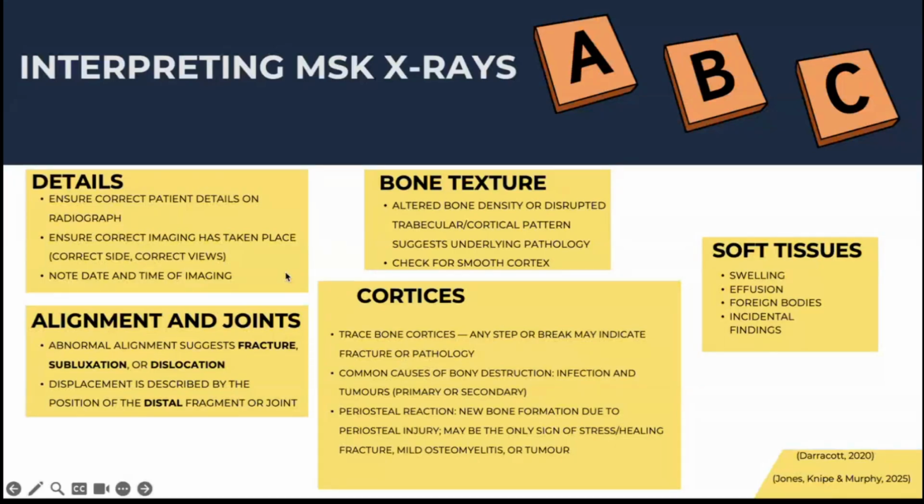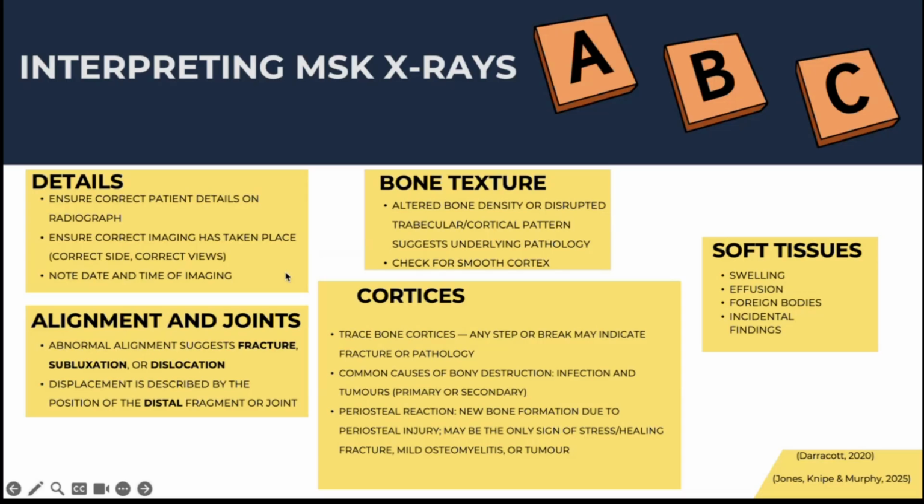And C stands for cortices. You want to trace the bone cortices of all of the bones that you can see on that image to assess for any step or break, which could indicate a fracture or a pathology. Many common causes of bony destruction are infection, such as osteomyelitis that may have spread from somebody who has had chronic untreated cellulitis, or tumours, which could be primary or secondary, for example metastases.